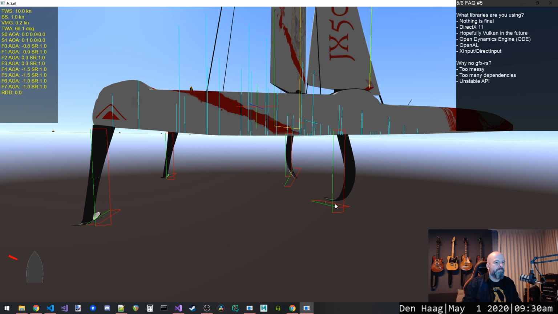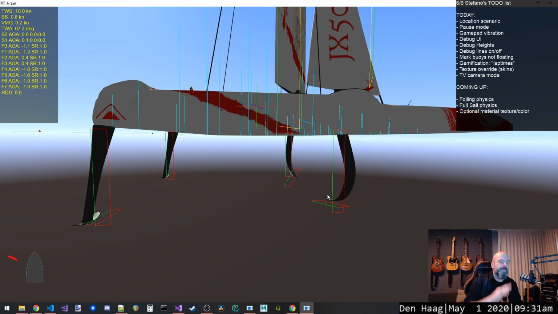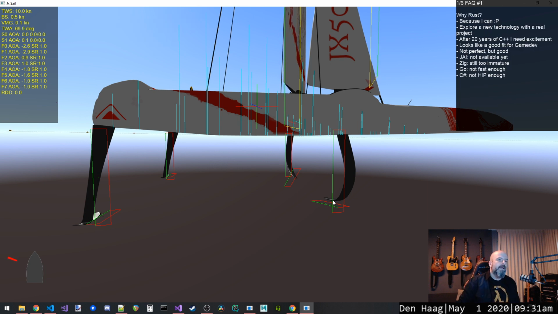So if there is more lift generated here than here, the boat will tend to pitch up. And this is something that is very dangerous, because you get in a situation where the more you pitch up, the more there will be angle of attack on this, and the more the boat will still try to pitch up.